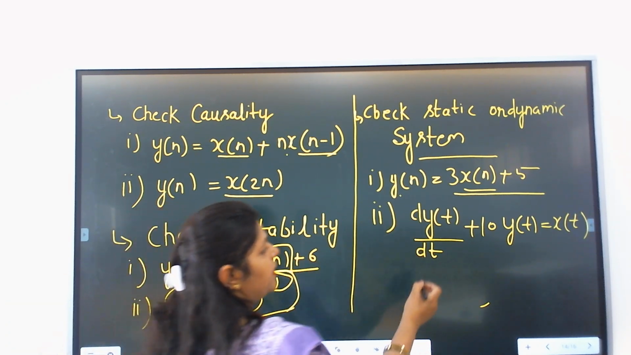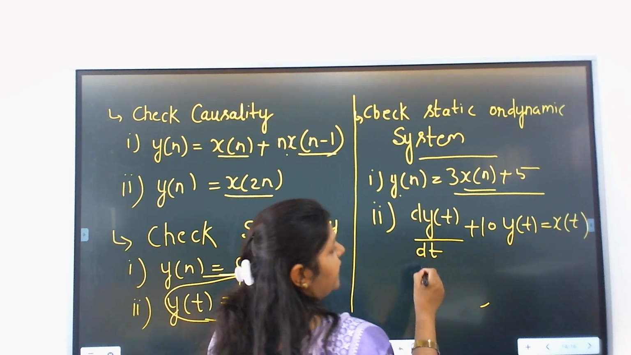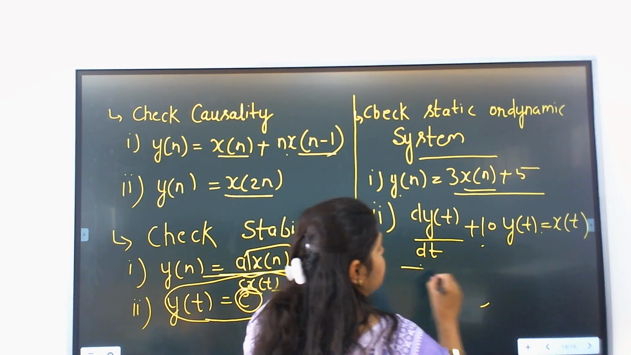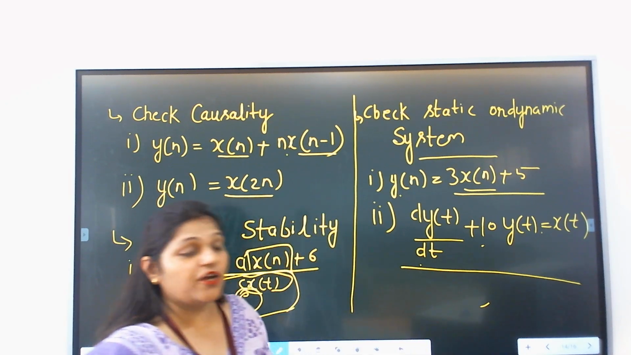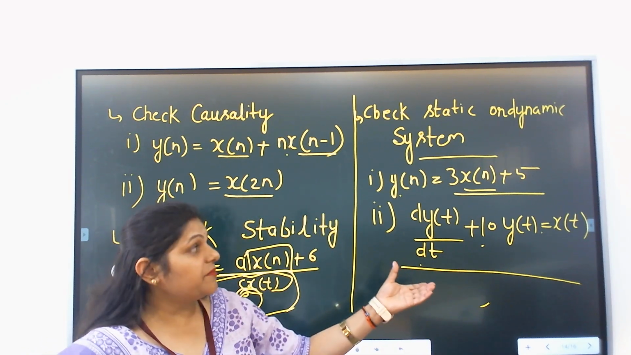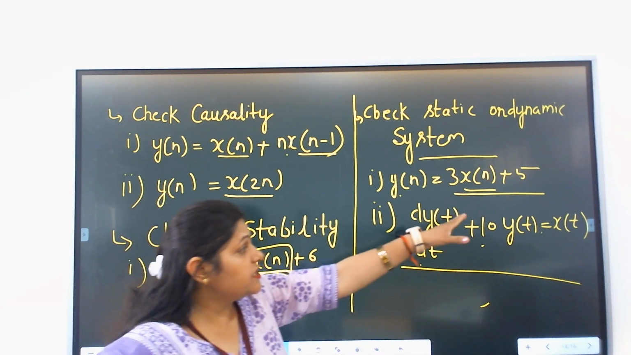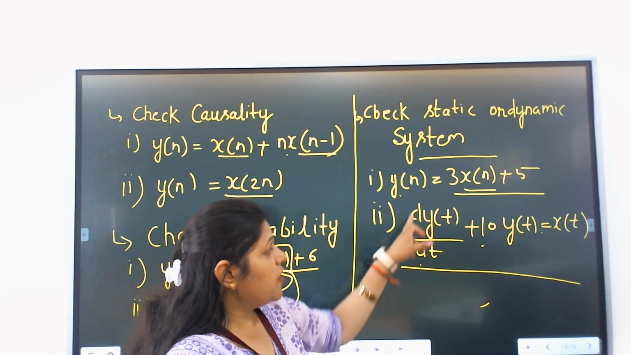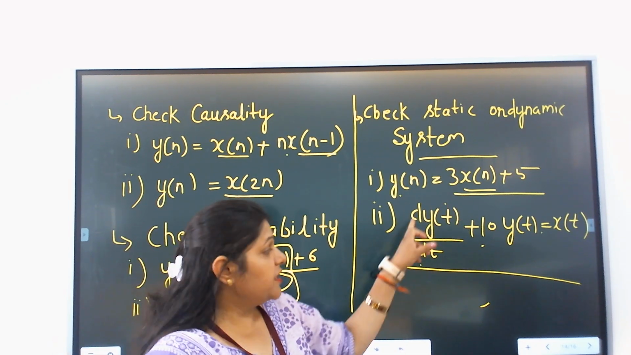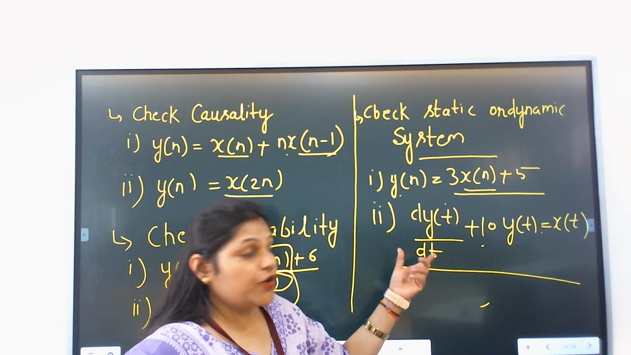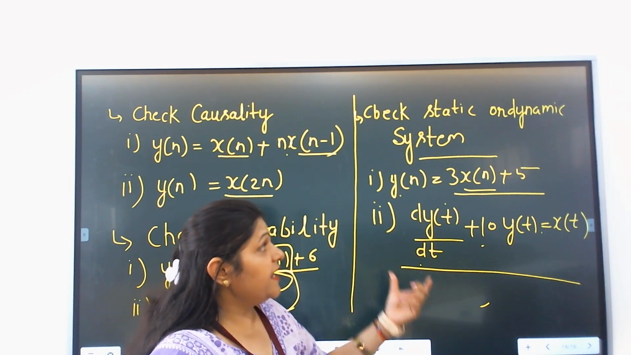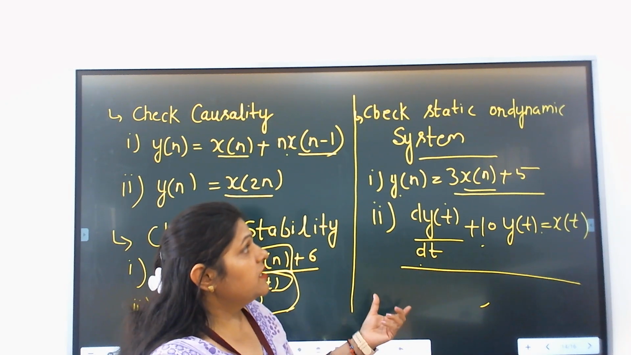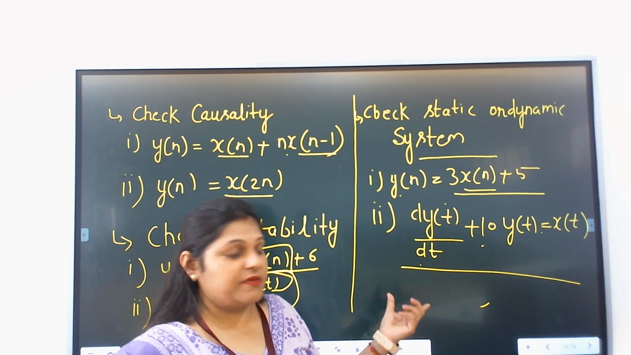Next is dy(t)/dt plus 10y(t) equals x(t). Is this static or dynamic? This is a dynamic system. Why? Because this equation uses the differential of output, dy(t)/dt. Due to dy(t)/dt, it is a dynamic system. It has some memory.